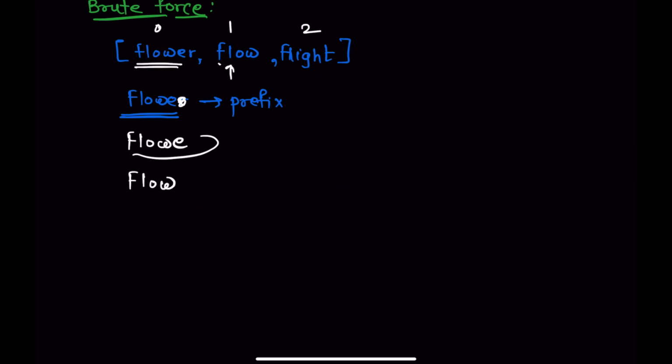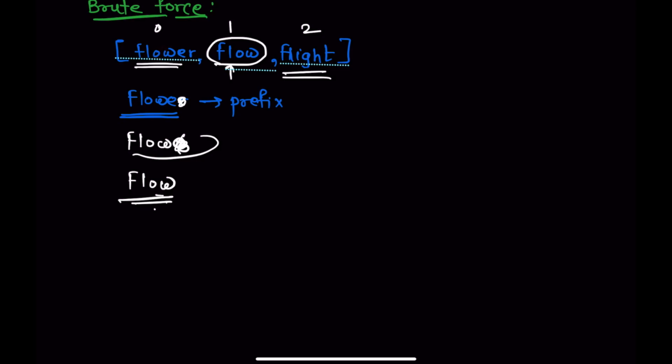Now we have flow. We reduced the character from the end. Let's check if flow is a prefix of flow or not. Yes, all four characters match with flow. Is flow a prefix of flight or not? FL matches, but OW does not match with flight, so no. Flow is not a prefix of flight.